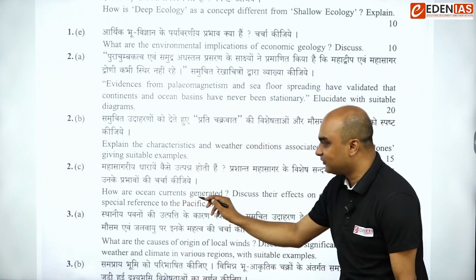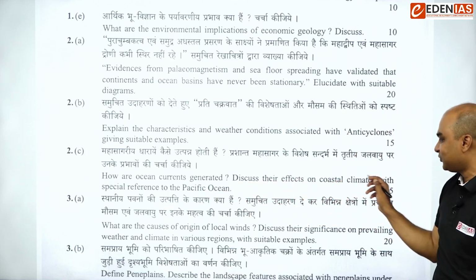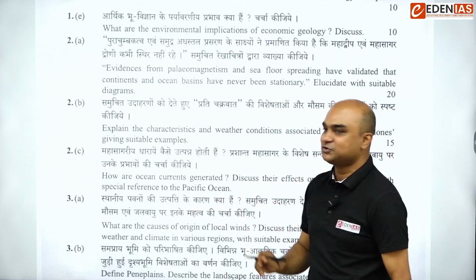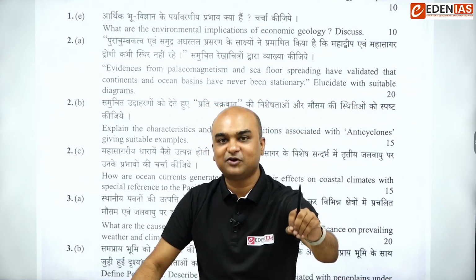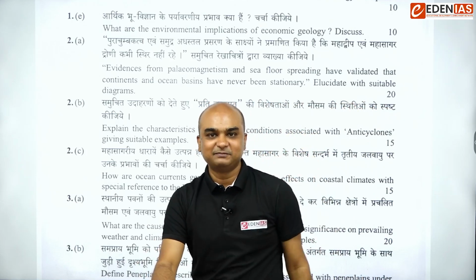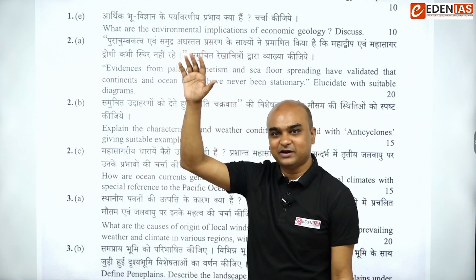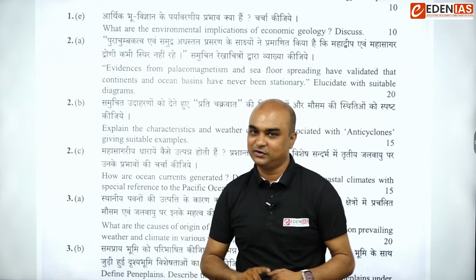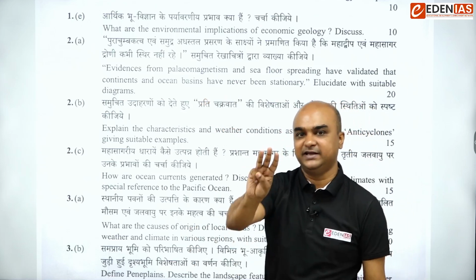आपको समझ में आ रहा होगा. And the third one, if you see, how are ocean currents generated, discuss their effects on coastal climates with special reference to Pacific Ocean. तो एक क्वेश्चन जियोमॉर्फोलॉजी से, एक क्वेश्चन क्लाइमेटोलॉजी से, और एक ओशनोग्राफी से. तो यहाँ पे भी आप बच नहीं सकते. हाँ, वहां पे आपको 5 में अच्छा होना है, बट यहाँ पे कम से कम 3 में तो अच्छा होना पड़ेगा. Out of the remaining 6 questions, you have to pick 3.